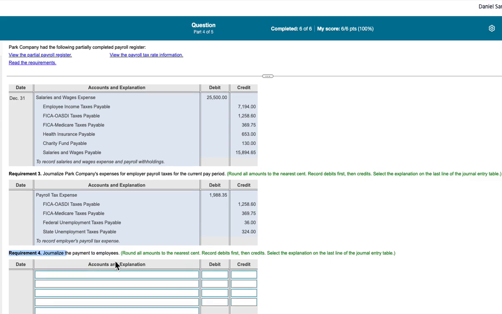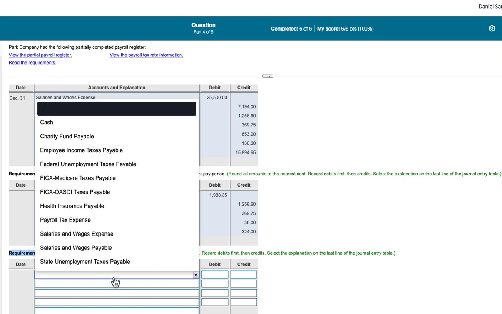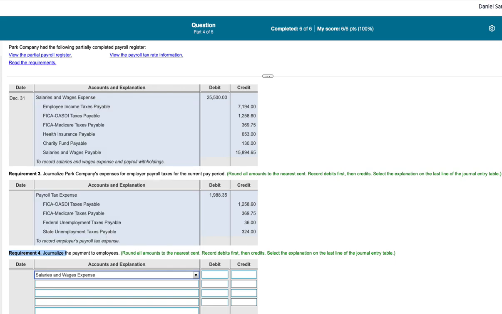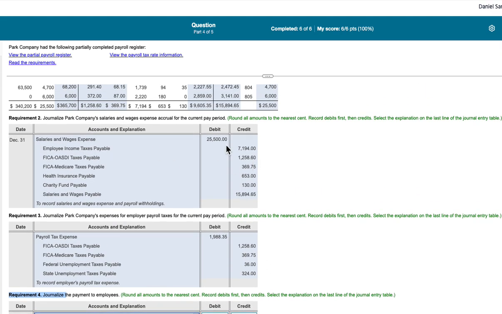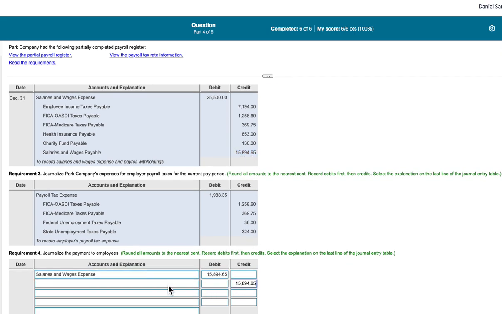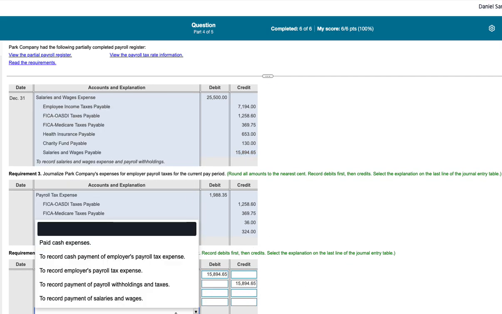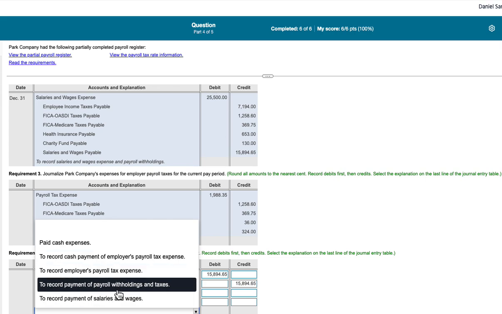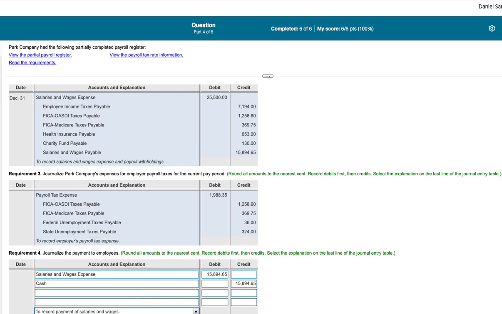I'm looking at old notes here. And to do that, we are going to do our salaries and wages expense. And that's going to be, my salaries and wages expense is going to be, oh, we calculated that, didn't we? Yeah, salaries and wages payable is what I'm actually paying off, and here's my salaries and wages payable, and I pay them in cash. Why not? And this is to record payment of payroll, withholding, nope, wages. There we go.